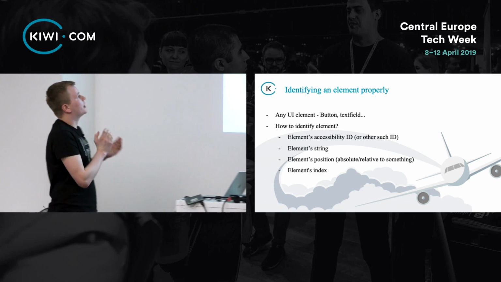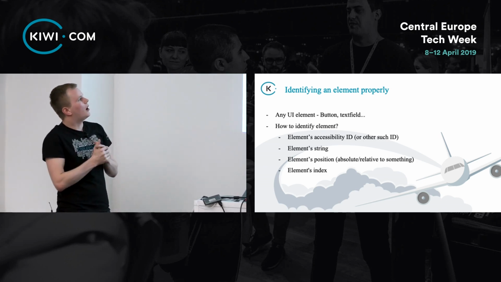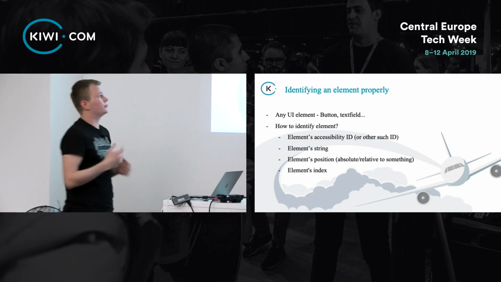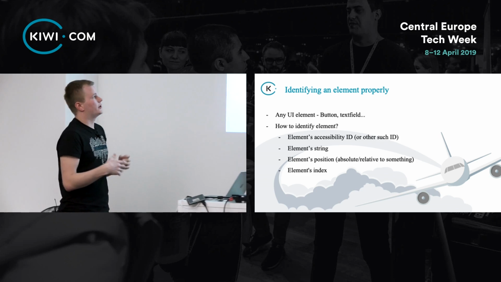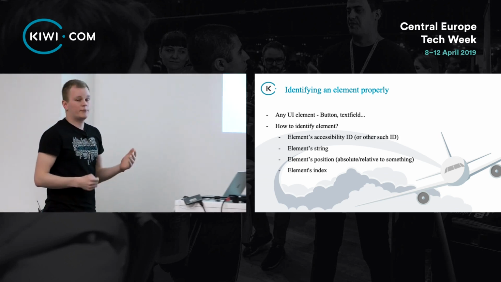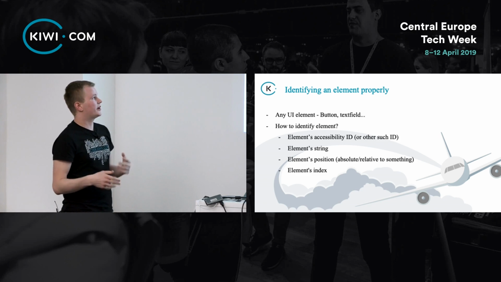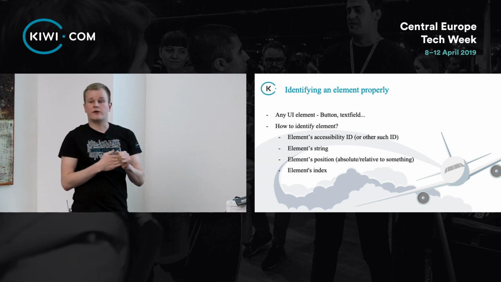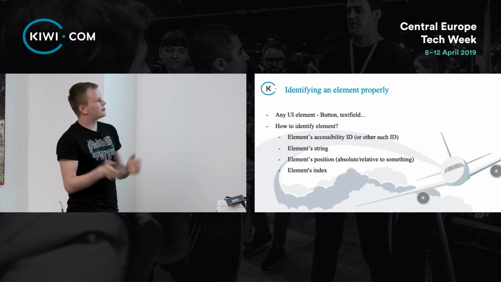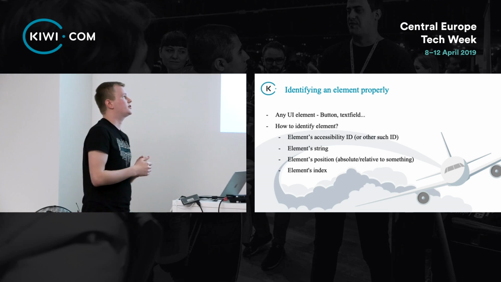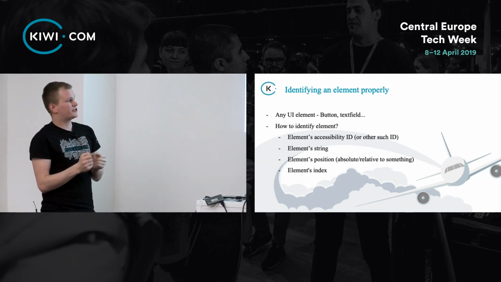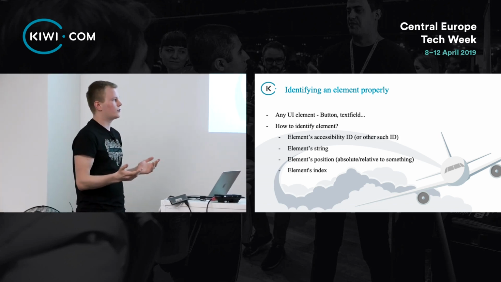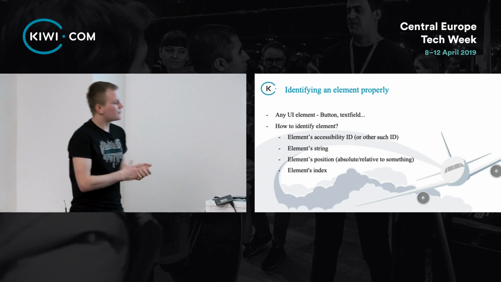You should identify your elements properly. So what is an element or UI element? It's any user accessible or user interactable element, which can be a button, text field, static text, collection view, etc. How can you identify an element? You can use the accessibility ID of the element or any such ID, the string which is on the element, the element's position, relative or absolute, or the element's index.